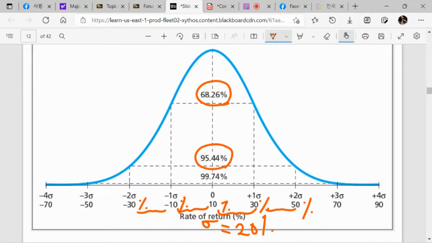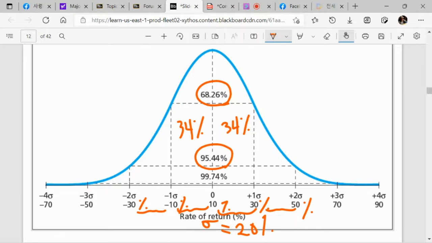Okay? That also means that there is a 34% probability of the actual return from our portfolio being somewhere between 10% and 30%. Also, there is a 34% probability that the actual return on our portfolio will be somewhere between 10% and negative 10%.